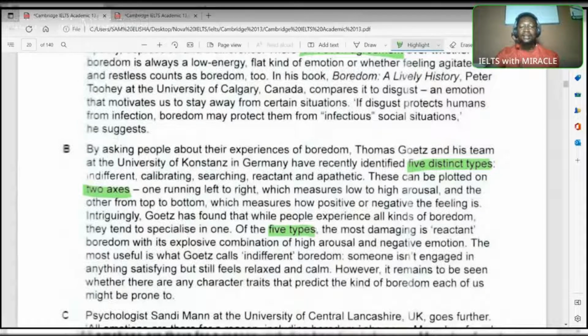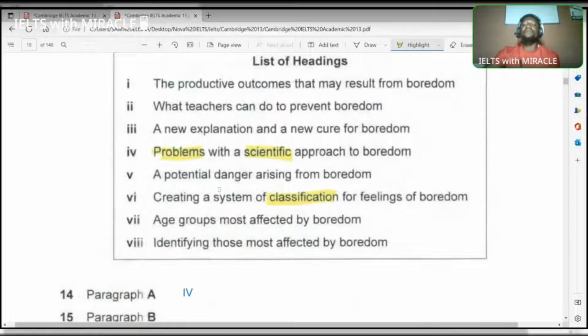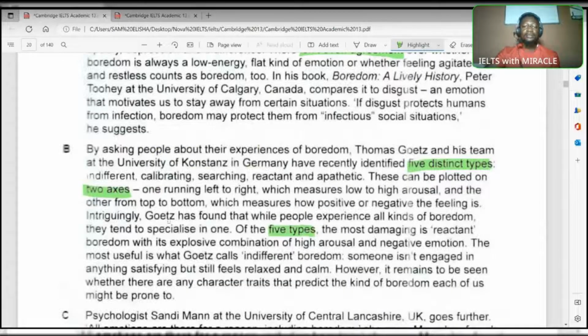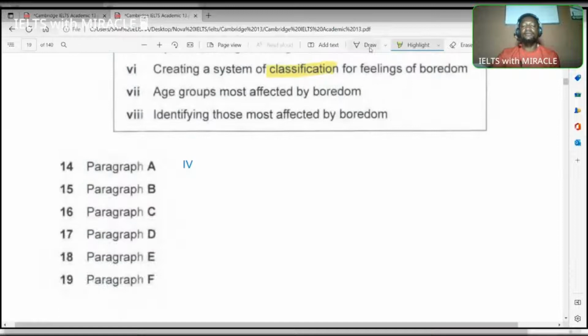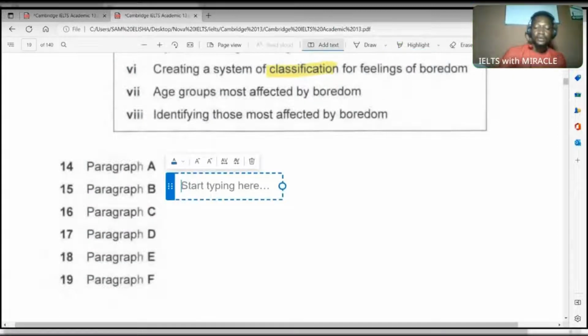Yes. So it says creating a system of classification for feeling of boredom. So you would see it here. It talks about the classes, right? You say they tend to specialize in one. So this particular paragraph talks about classes. So our answer is what? VI.